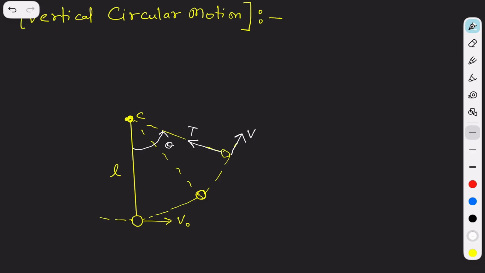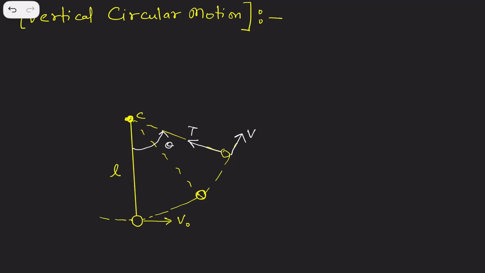It's very simple guys. How many forces are acting on this particle? Only two forces are acting on this particle. One is the tension, and the other one is mg. Here also, tension and mg. These are the two forces acting on this particle, and due to that this particle is able to move in the circle.